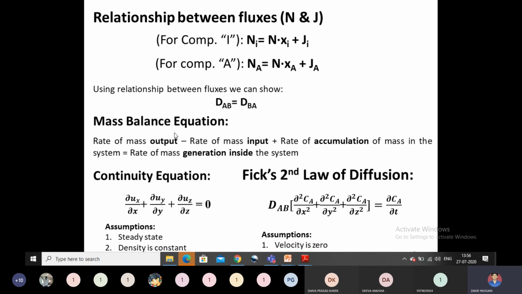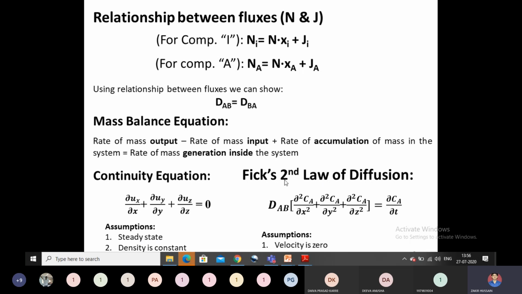Then applying this mass balance equation to the hypothetical cuboid, we assumed a cuboid in which mass is transferring in every spatial coordinate; we are considering three-dimensional mass transfer flux. Then we can obtain the continuity equation with the assumptions of steady state, no reaction, and constant density. So we can obtain this equation. This is also a question asked many times.